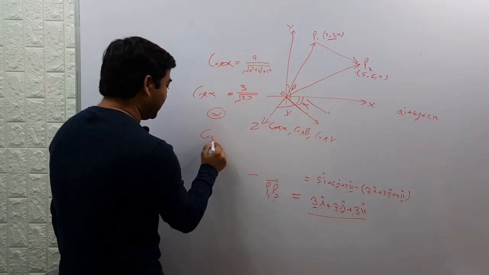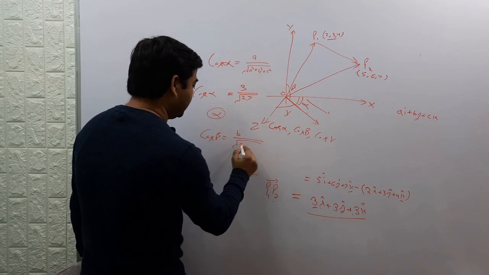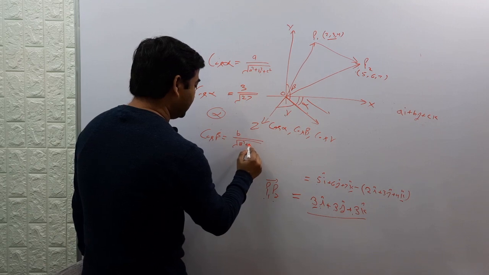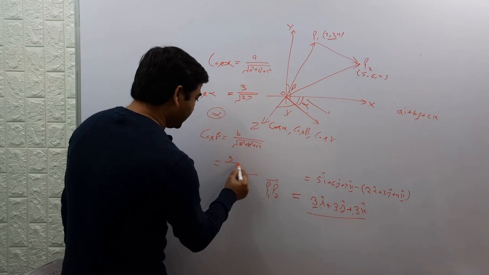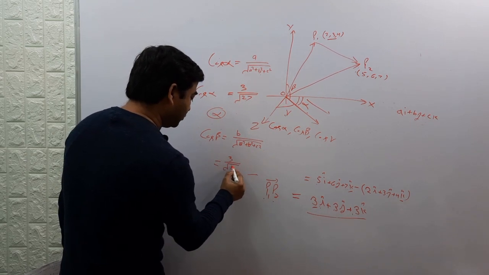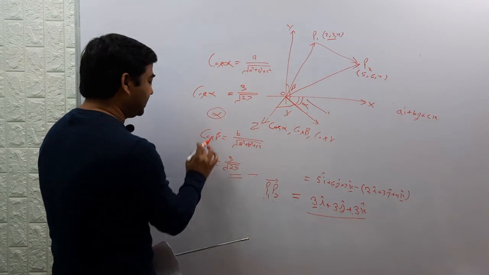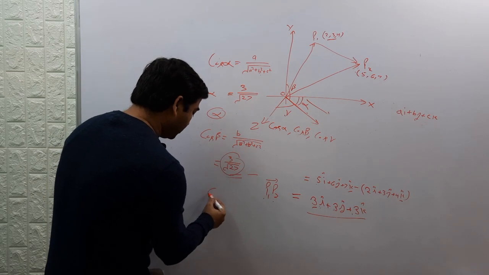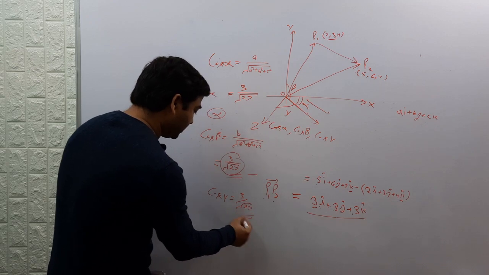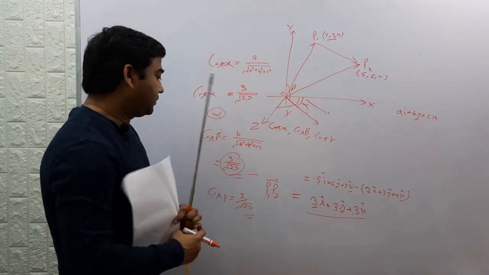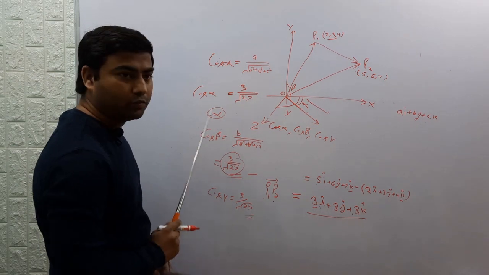Similarly, cos beta is given by b divided by under root a square plus b square plus c square. b is also 3 and under root a square plus b square plus c square is 27. So cos alpha, cos beta, cos gamma, all you will find. Cos gamma also will come 3 by under root 27. So for a given vector, you can find direction cosines from this formula.